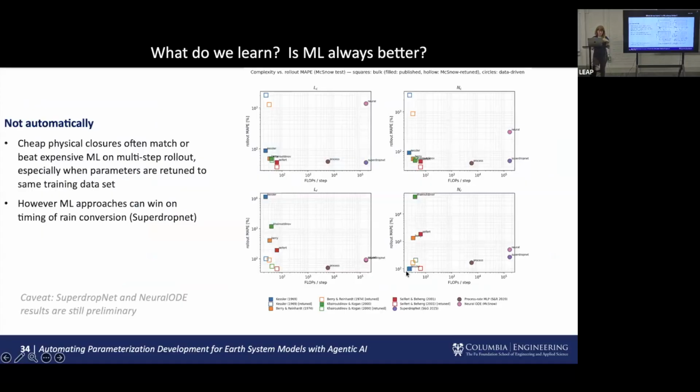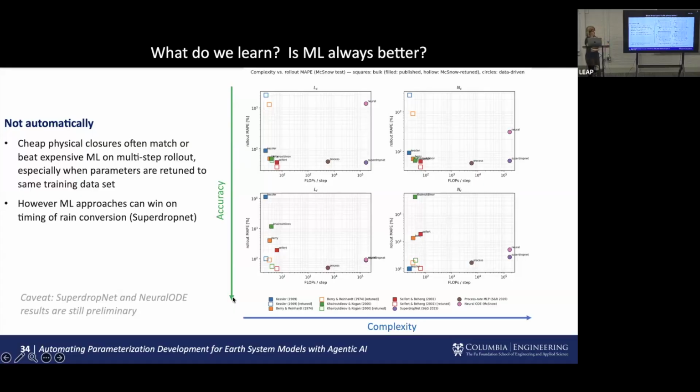And we can think about comparing the traditional parameterizations against the machine learning based parameterizations. So this is basically showing the rollout in terms of the mean absolute percent error for the 4 moments for collision coalescence. This axis we could think of as sort of accuracy, and this other axis we could think of as computational complexity. And so each of these different parameterizations falls along this axis somewhere.